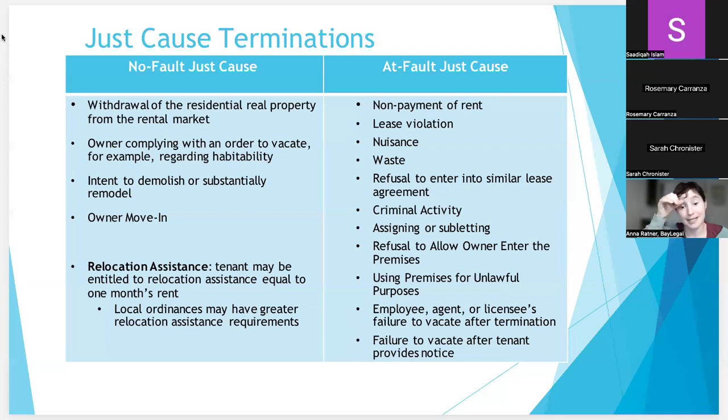Just to connect this with the earlier section, the at-fault just cause list, those are all 3-day notices. The no-fault just cause list, those are 30-day or 60-day notices. Okay, next slide.